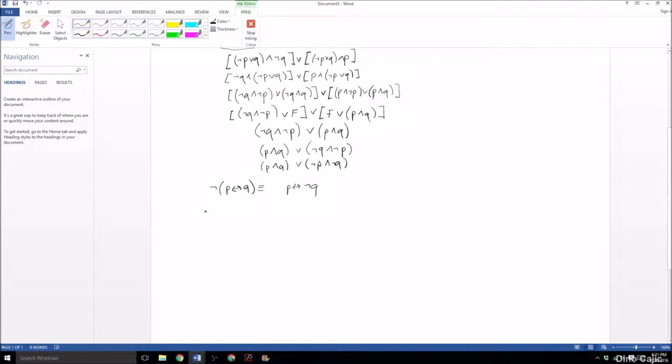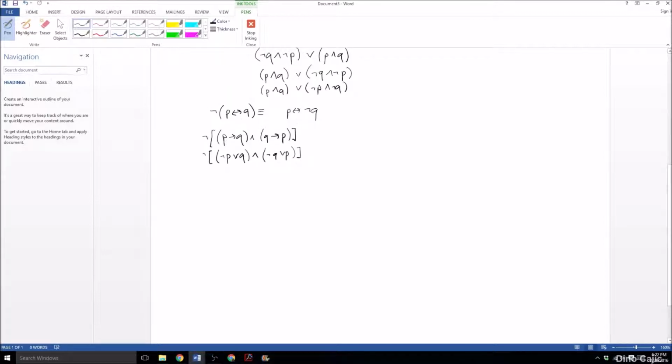I'll start off with the left side. What is P if and only if Q? Well, we just went over that. P implies Q, and Q implies P. So now let's get rid of the implication symbols, and that comes out to not P or Q, and not Q or P. Alright, moving on, let's go ahead and distribute the negation to inside here.